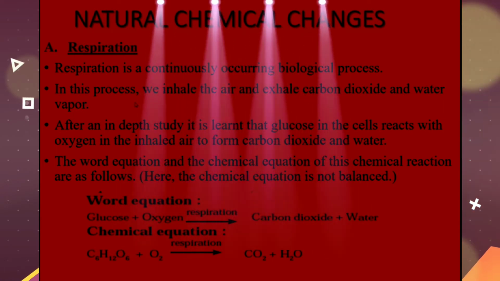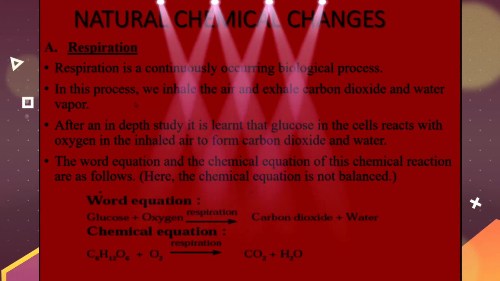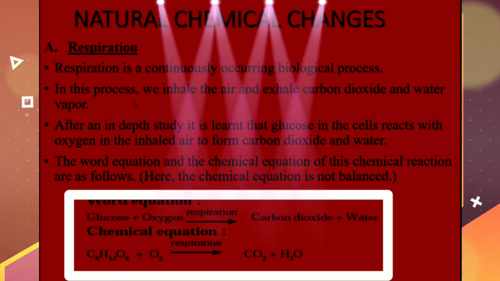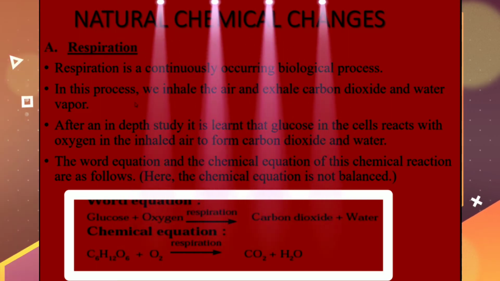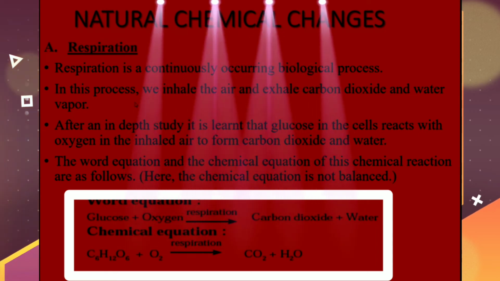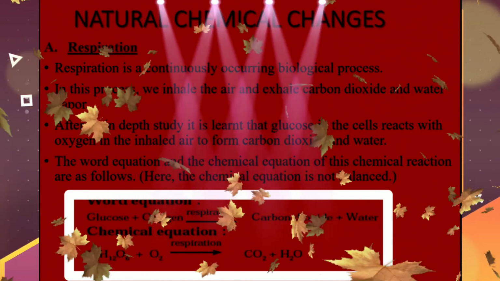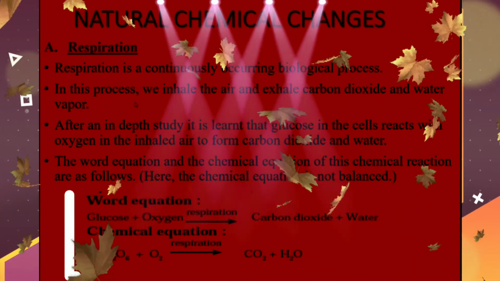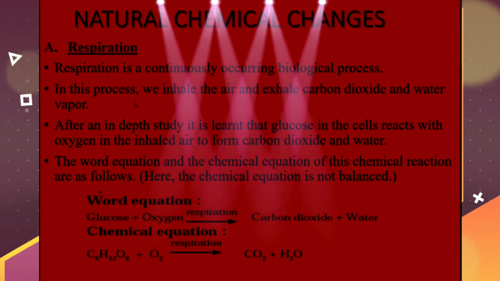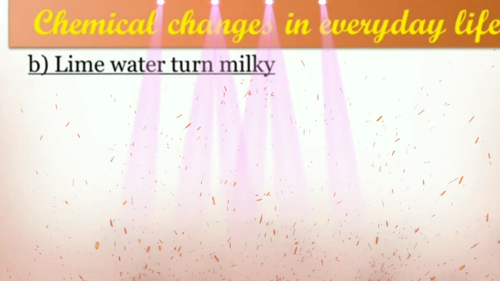The word equation and the chemical equation of this chemical reaction is as follows. Let us see that. Glucose plus oxygen, in the process of respiration, it gives rise to carbon dioxide and water. So the chemical equation is C6H12O6 plus O2. It gives rise to CO2 plus H2O. Try this, students.